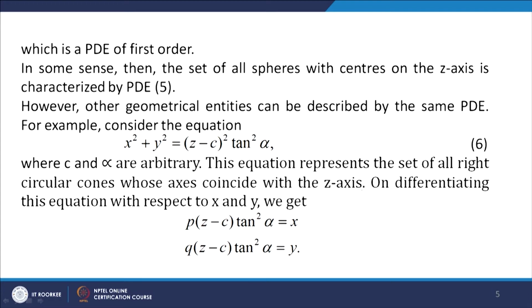So, this equation represents the set of all right circular cones whose axis coincide with the z axis, and when we differentiate this partially with respect to x, what do we get? 2x = 2(z − c)·p·tan² α, and when we differentiate this with respect to y, we get 2y = 2(z − c)·q·tan² α. So, eliminating the constants c and α, what we get? x/y = p/q, and this gives us the same partial differential equation as in the previous case.